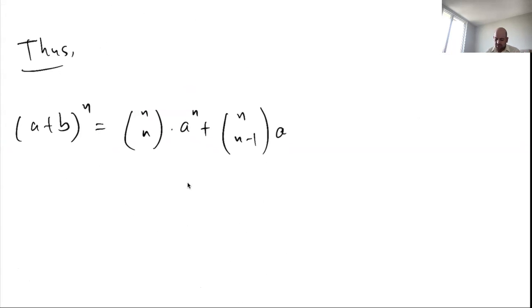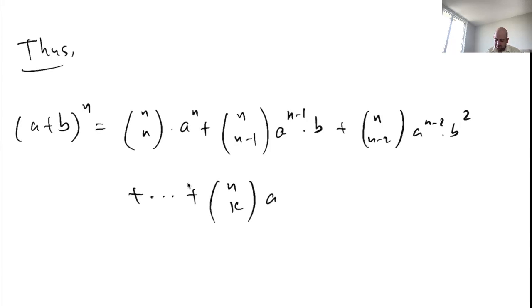So a plus b to power n will be n choose n times a to power n, plus n choose n minus 1 times a to power n minus 1 times b, plus n choose n minus 2 times a to power n minus 2 times b squared, plus dot dot dot plus n choose k times a to power k times b to power n minus k, and the last term will be n choose 0 times a to power 0, which is 1. So a to power 0 is 1, and so n choose 0 times b to power n.